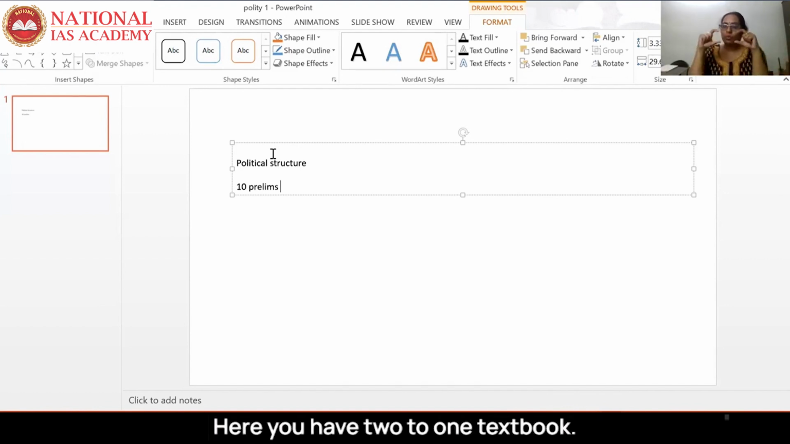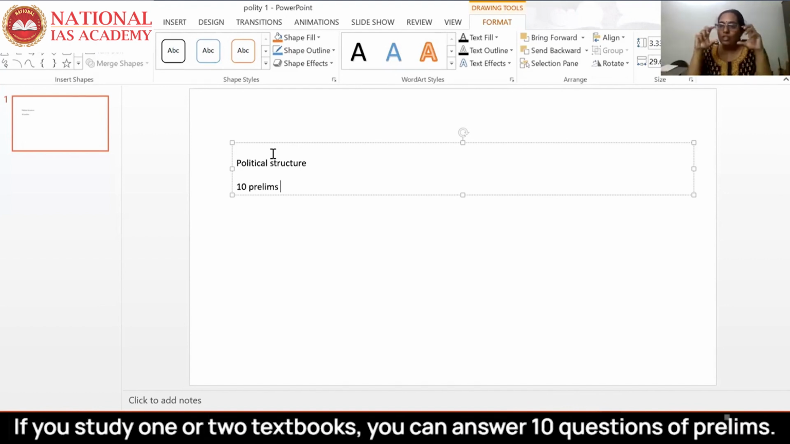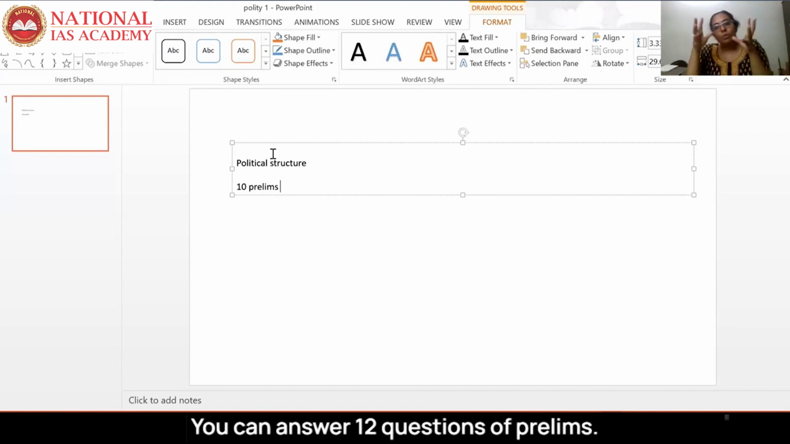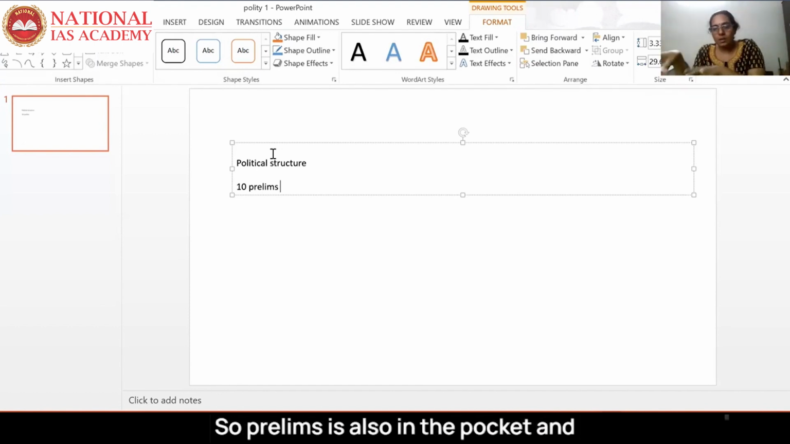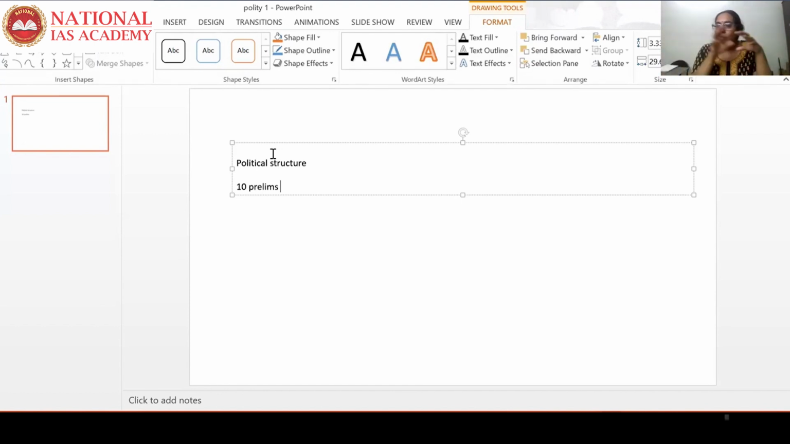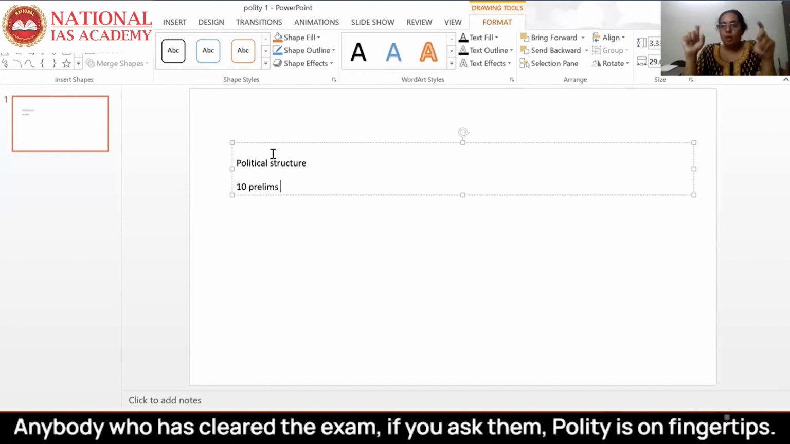Here you have one textbook. If you study one or two textbooks, you can answer 10 questions of prelims. You can answer 12 questions of prelims. So prelims is also in the pocket and mains is also in the pocket. Anybody who has cleared the exam, if you ask them, polity is on fingertips.